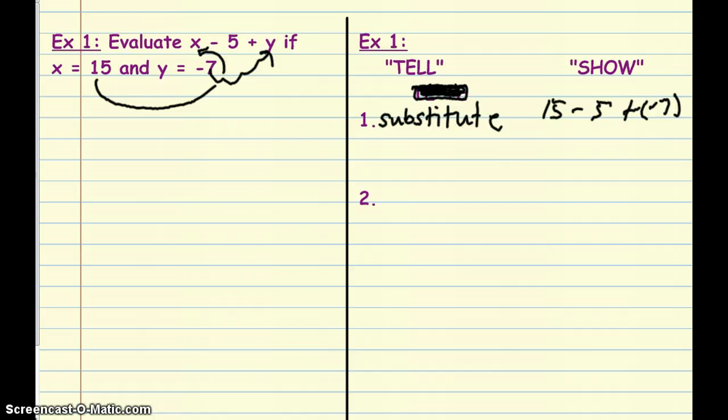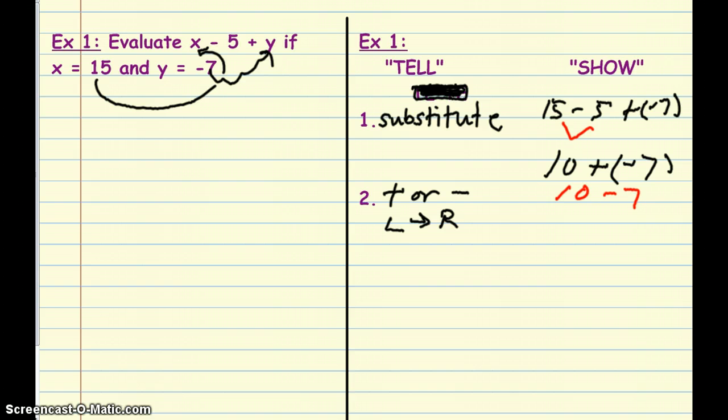From here, the only thing that we have to do, because there isn't anything inside any grouping symbols, it's all adding and subtracting. So again, we're going to add or subtract from left to right. The first thing that we do is the 15 minus 5. 15 minus 5 gives us 10. And we have 10 plus negative 7. And 10 plus negative 7 is the same as 10 minus 7. So in this case, our answer to this problem is 3.